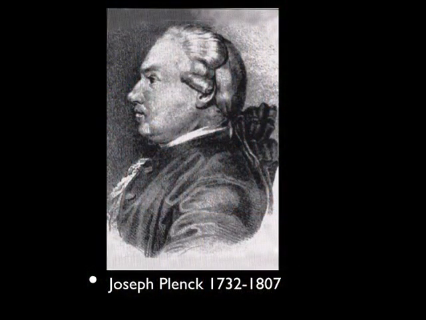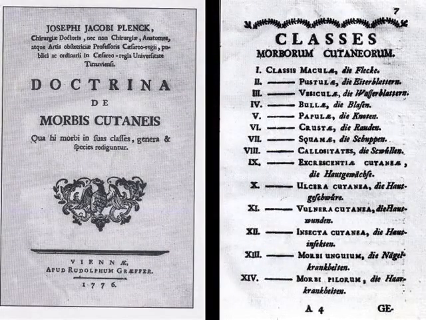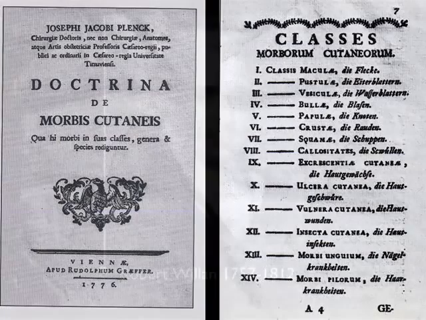Historically, something very interesting happened in the late 1700s with a physician by the name of Joseph Plenck in Vienna. What he did, in a way, is revolutionize the way we think about skin disease. He was the first one to categorize skin disease by its primary morphology, looking at things that are macules, vesicles, bulla, et cetera. This is the first time in the history of derm that diseases were categorized by primary morphology.